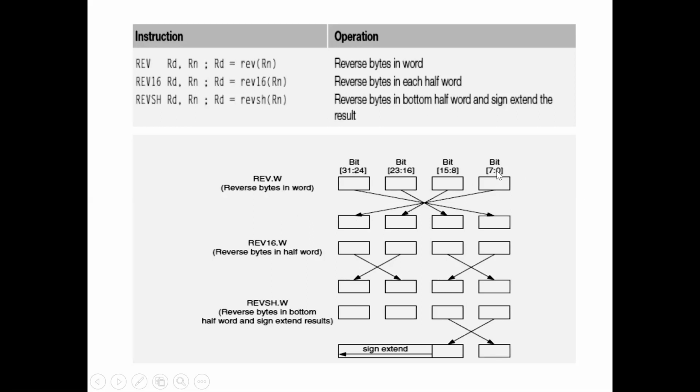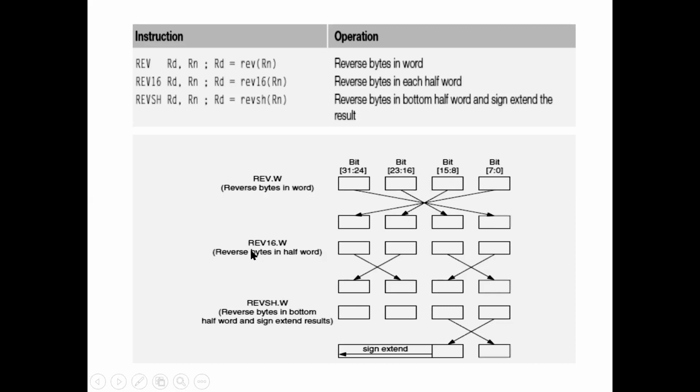I'll name these first position, second, third, and fourth. The first position moves to the fourth position. The second position moves to the third, the third byte position moves to the second, and the fourth byte position moves to the least significant byte position. So this is the operation of reversing bytes in a word. REV indicates reverse bytes in the word.